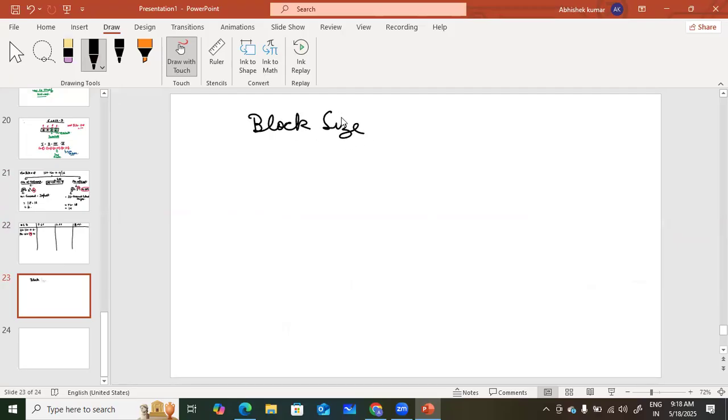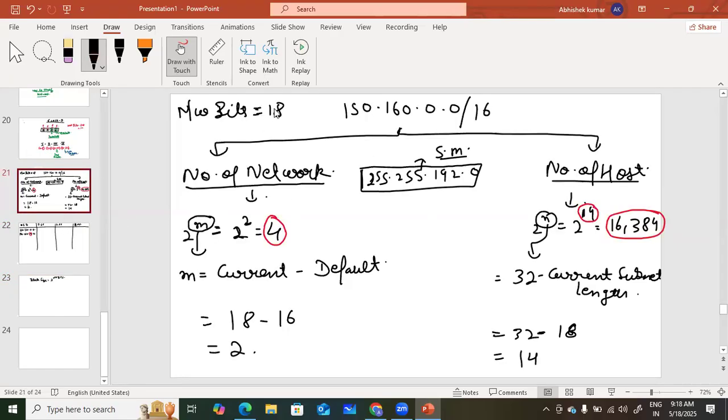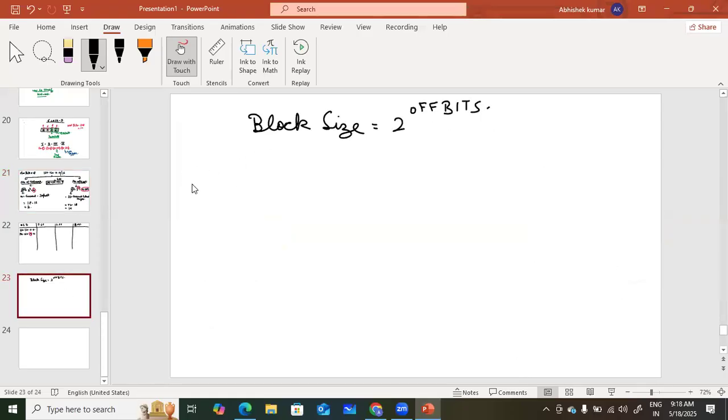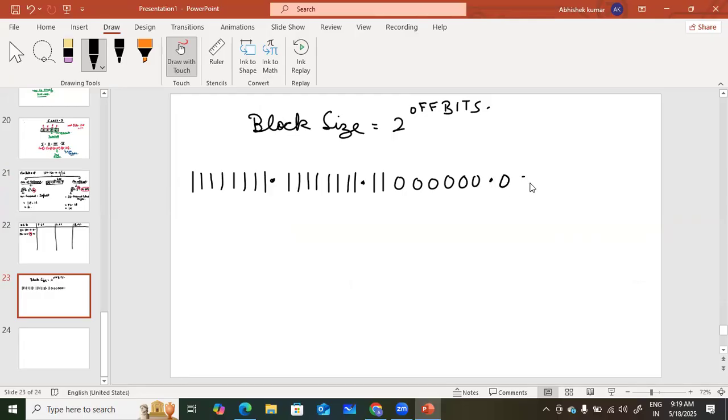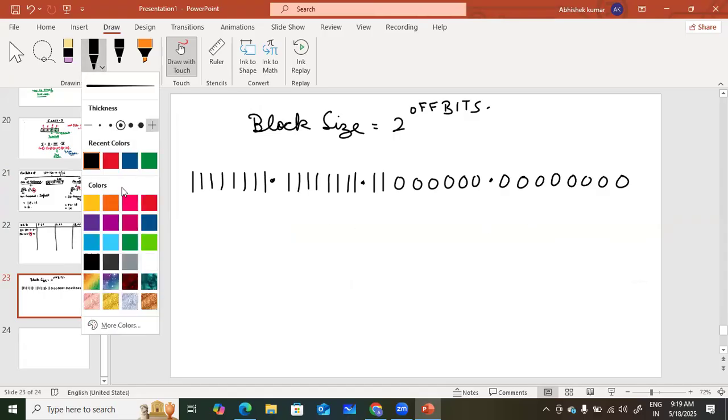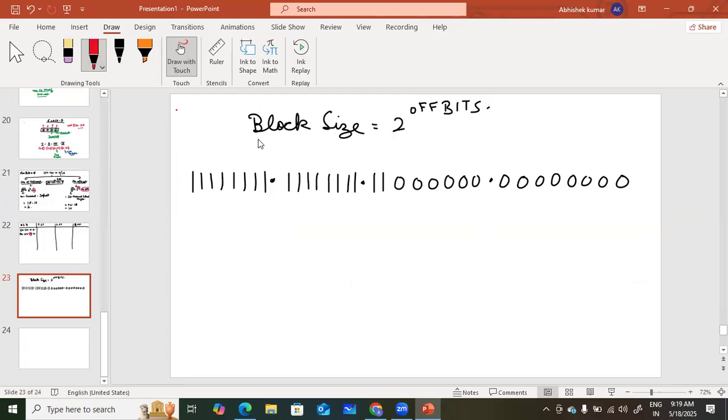The concept is block size, which is 2 to the power of bits. How many network bits do I have currently? 18. So write down 18 ones: 1, 2, 3, up to 18, and then the remaining bits up to 32. Now, we are performing the subnetting on the third octet.